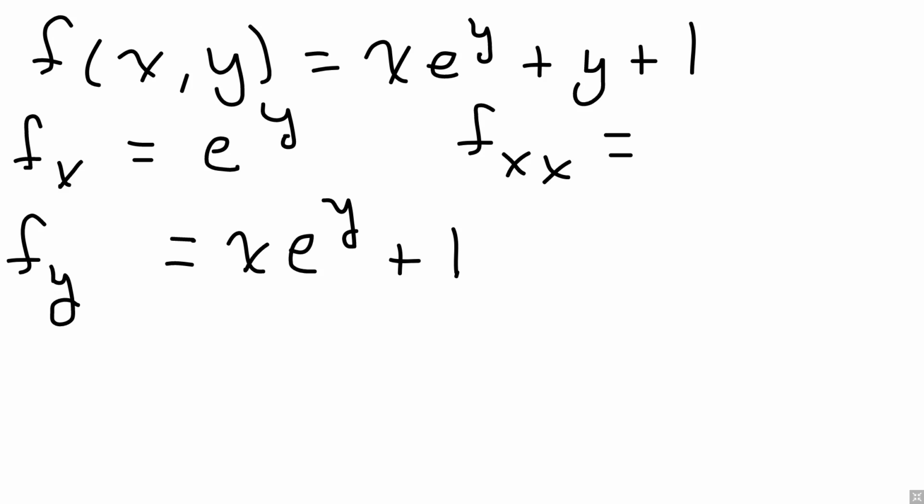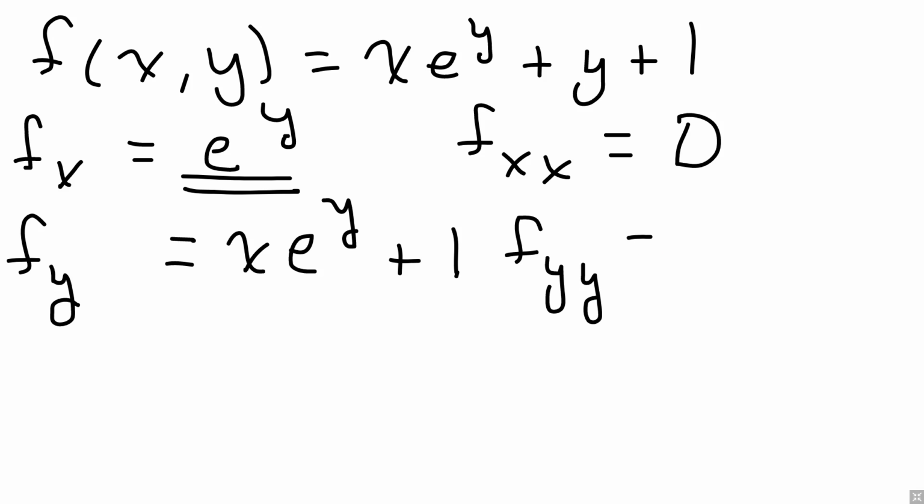One. Careful. 0. Yes, because keep in mind we're taking the derivative of this in respect to x. So let's treat it as a constant. Derivative of a constant is 0. Okay, so now let's do the second order partial of y. So we're going to take the derivative of this in respect to y. So what should we get?